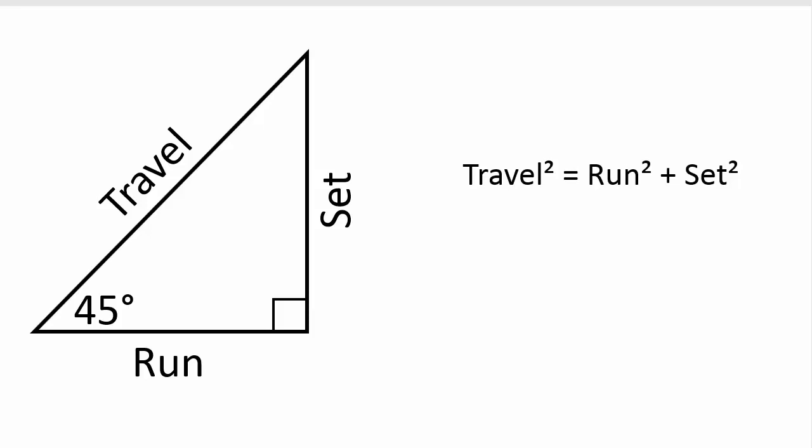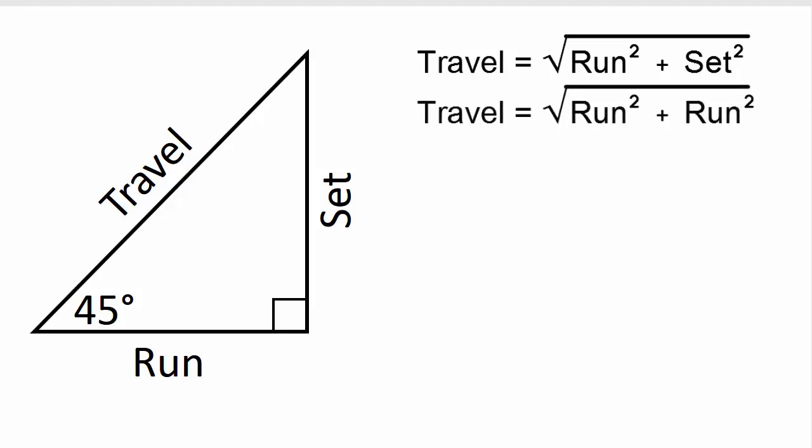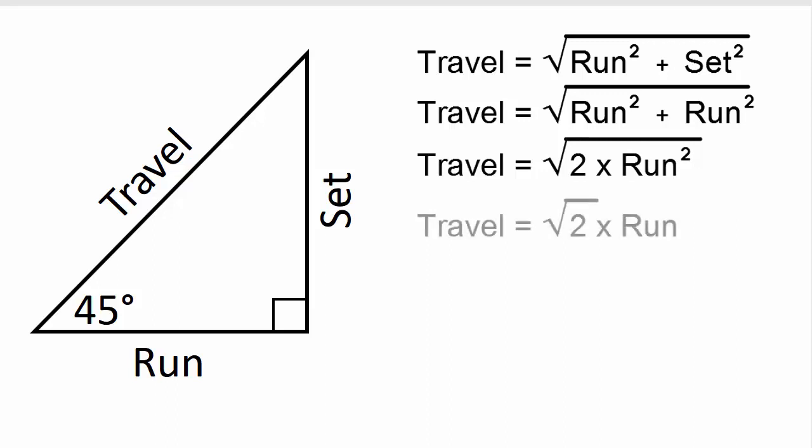If you recall, a 45-degree right-angled triangle is special in that the two sides perpendicular to each other will always have the same length. That means if we know the length of one side, the run or the set, we can find the length of the travel. Travel becomes equal to the square root of run squared plus run squared, which becomes equal to the square root of 2 times run squared, and that becomes equal to the square root of 2 times the run.